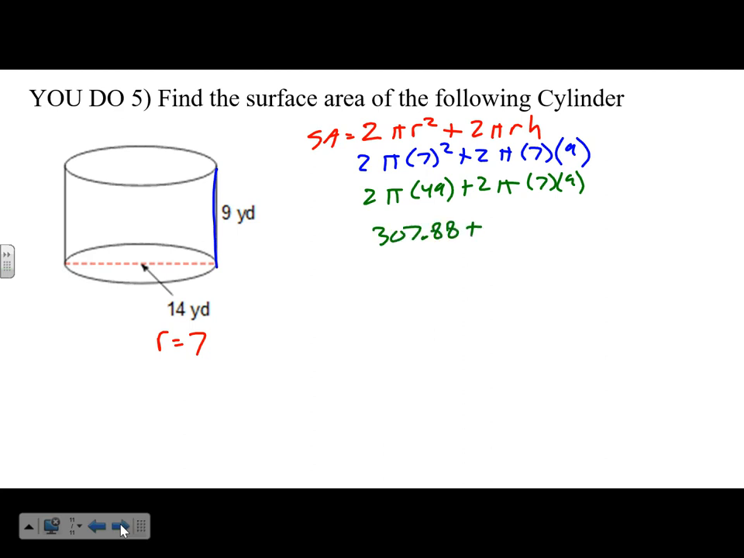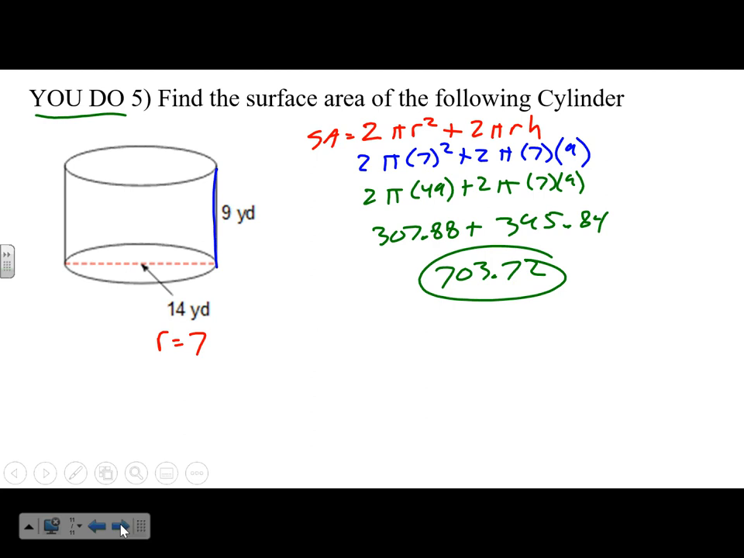2 times pi times 7 times 9 is 395.84. Then we add those together. I get 703.72. I guess I should have said this should have been a you do as well, so I guess it's probably too late, but make sure you're doing that correctly.